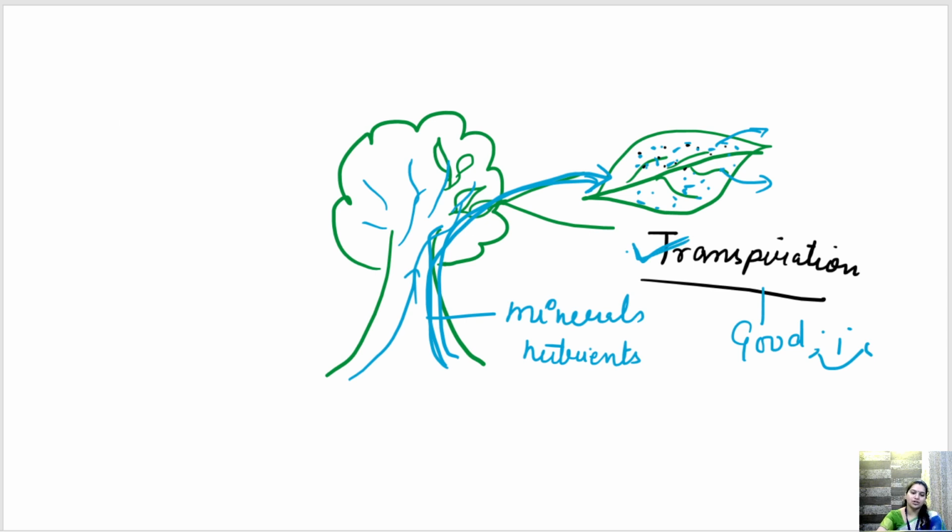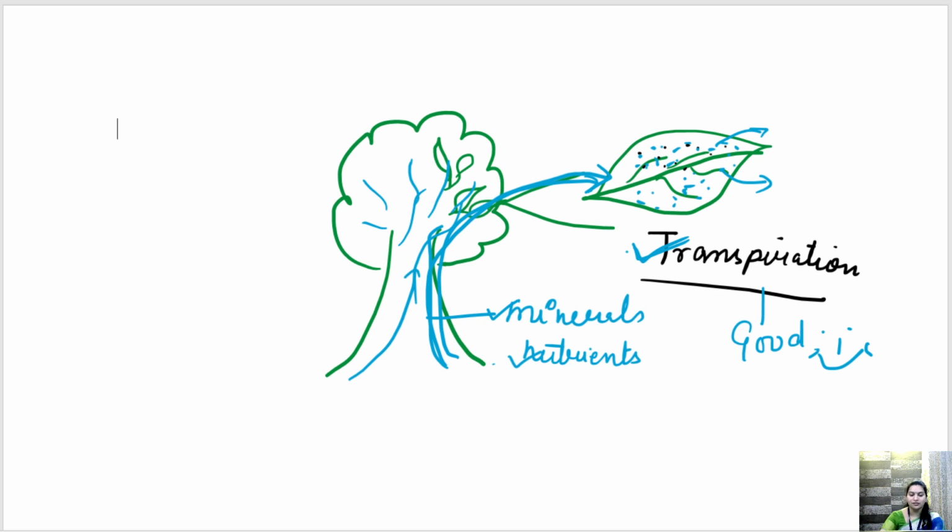जितना ज्यादा transpiration होगा उतना ज्यादा पानी रिक्वायर्ड होगा. जितना ज्यादा पानी आएगा उतना मिनरल्स और न्यूट्रिएंट्स भी आएंगे. ओके, सो प्लांट विल बिकम हेल्दी. ओके, so this is the function of leaf.